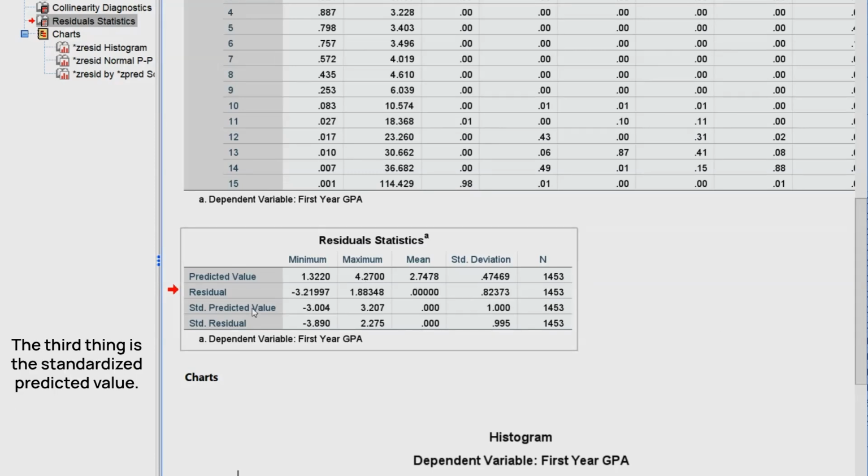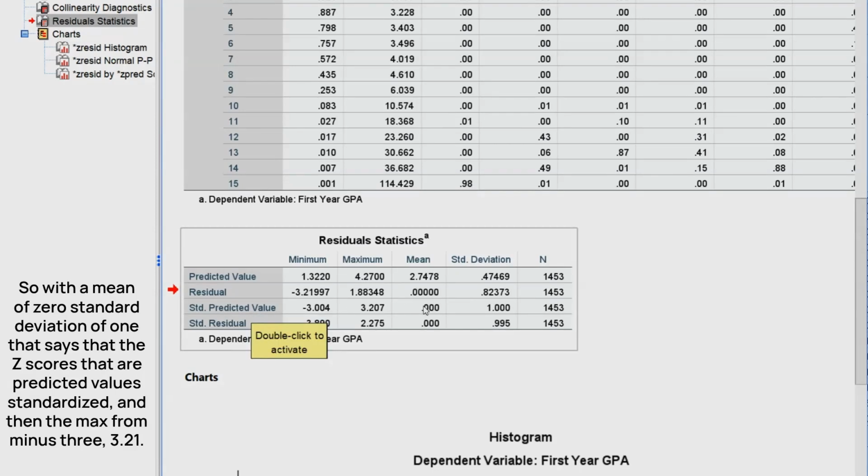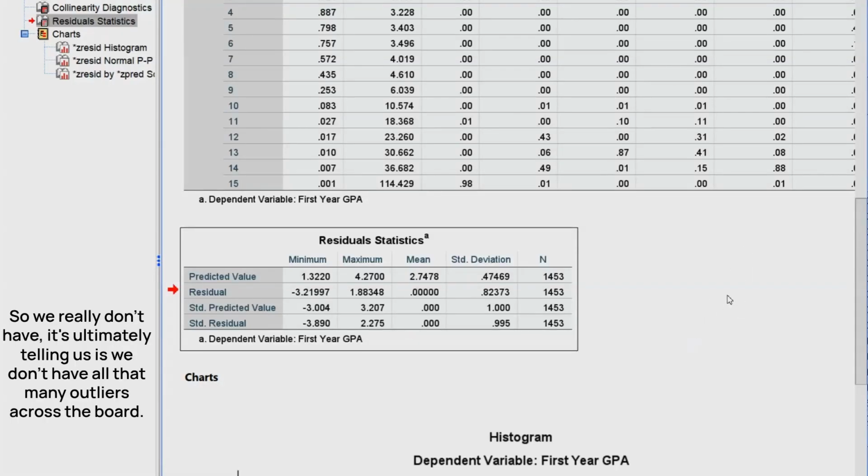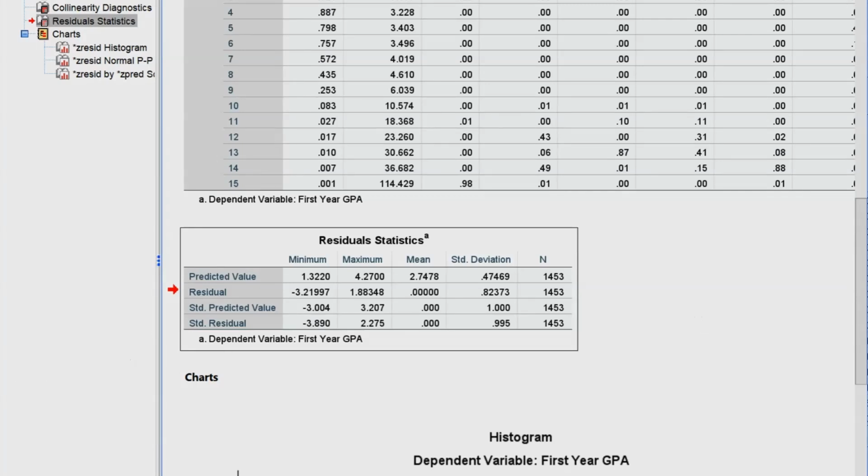The third thing is the standardized predicted values. With a mean of 0 and a standard deviation of 1, these are the z-scores, our predicted values standardized, with a max from minus 3.21. So it says that most predicted scores fall within plus or minus 3 standard deviations, which is good. It's ultimately telling us we don't have all that many outliers across the board.